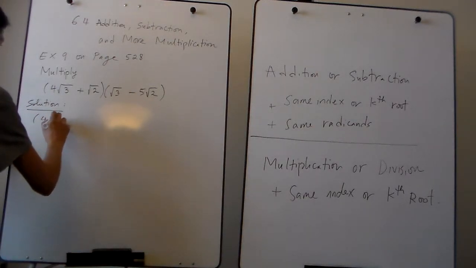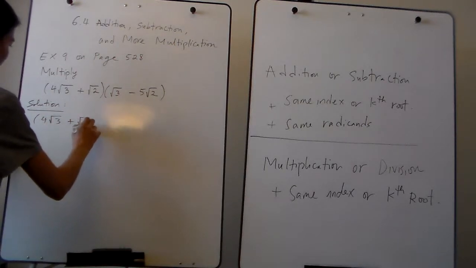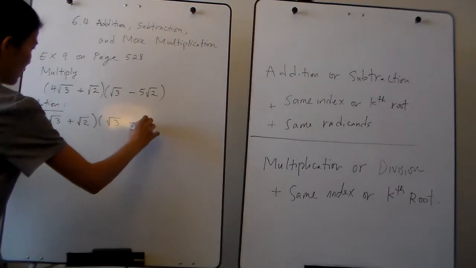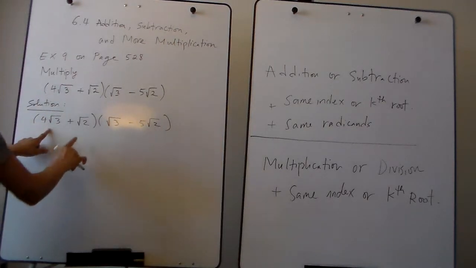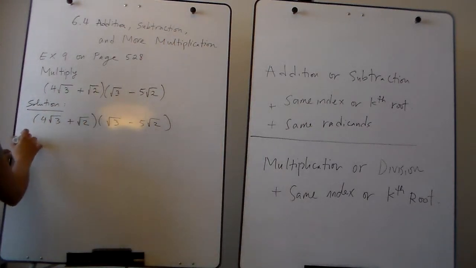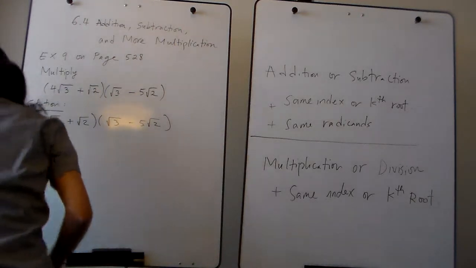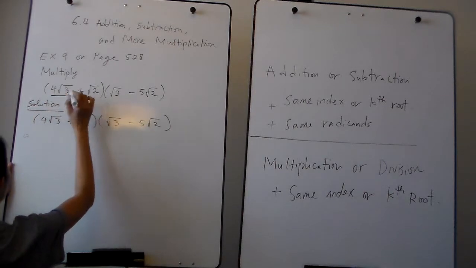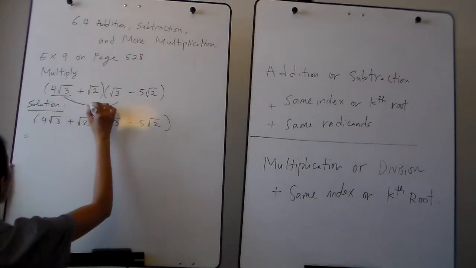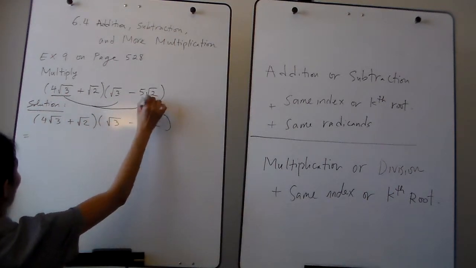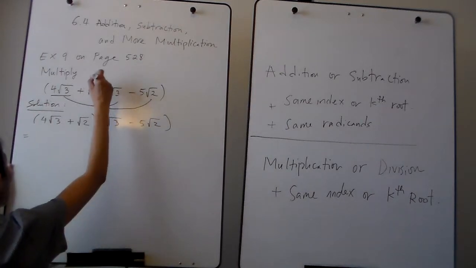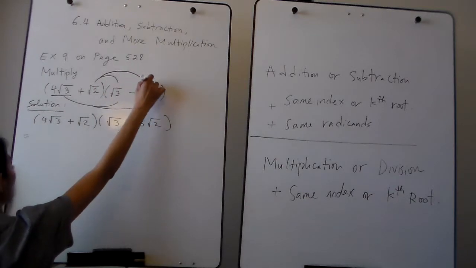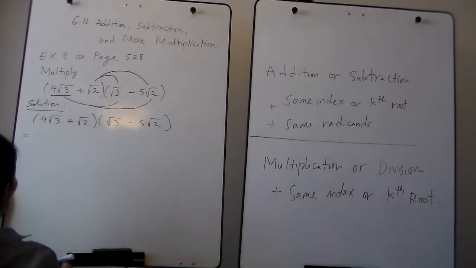Given 4 square root of 3 plus square root of 2 times square root of 3 minus 5 square root of 2. Alright, I'm going to distribute using the following method. You take this first term, you multiply it to each term of the second factor, and then you will take this, you multiply each term into each term of the second factor.